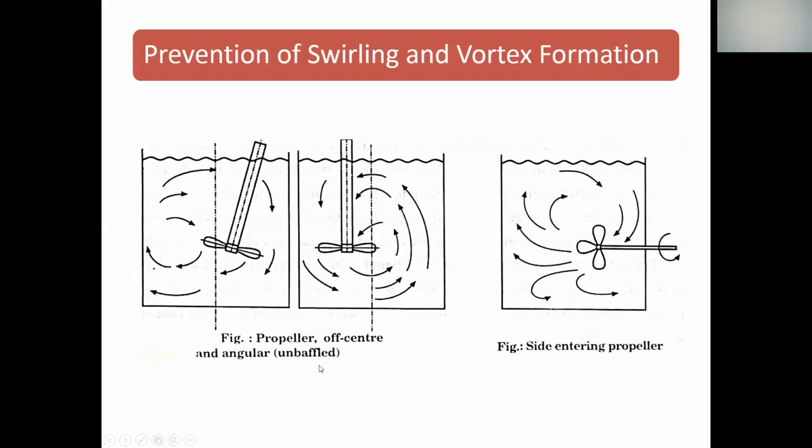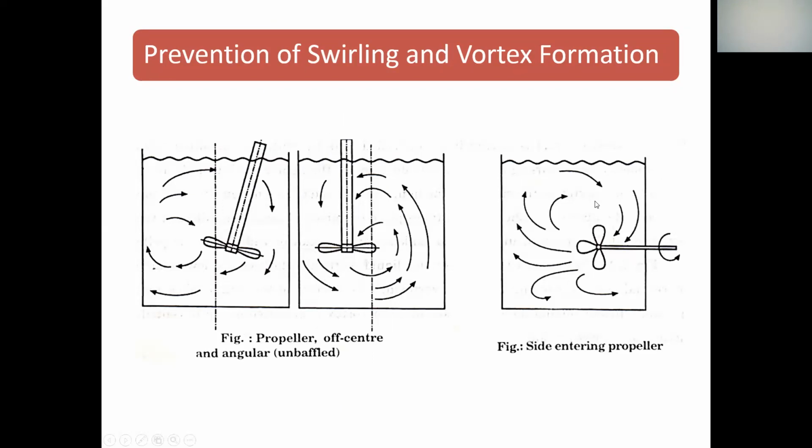Now see in this diagram, this propeller is just off center. See, it is not at the center. So this vortex formation is avoided. The liquid has not dropped its level at the center. So vortex formation has been avoided, and the proper circulation of the liquid inside the tank can be observed, isn't it? Again, in the second diagram, again the off-centering of the impeller you can see. Again, the motion is quite good, and again the vortex formation is avoided. So propeller off center and angular in an unbaffled tank.